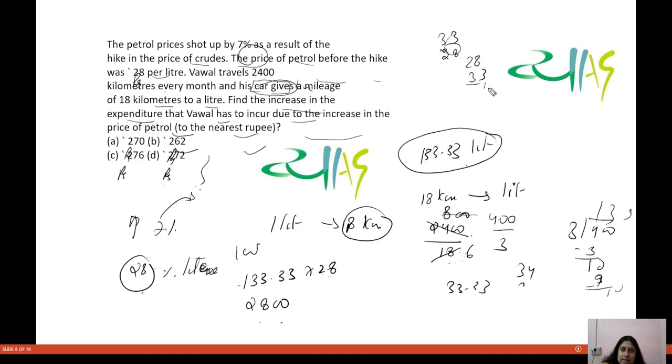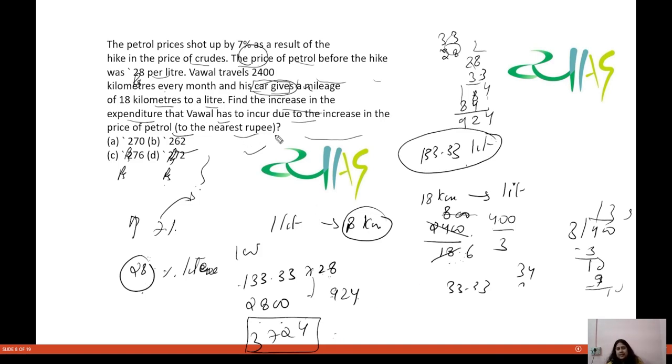So 8 3s are 24. We have this 6, 7, 8. So we have expenditure, how much will it be? This is 12 and this is 924. So total expenditure is how much? 3724. Now 7% of this is the expenditure that is increasing.